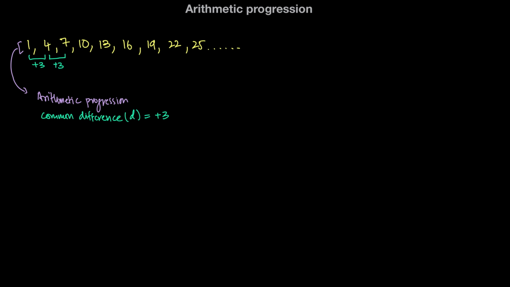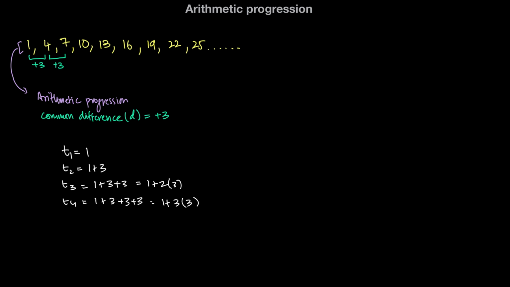So here, if we look at the first term of the sequence, the first term is just equal to 1. The second term of the sequence is equal to 1 plus 3. The third term of the sequence is the second term plus 3. So that's 1 plus 3 plus 3. So that's 1 plus 2 times 3. The fourth term of the sequence is 1 plus 3 plus 3 plus 3. So that's 1 plus 3 times 3.